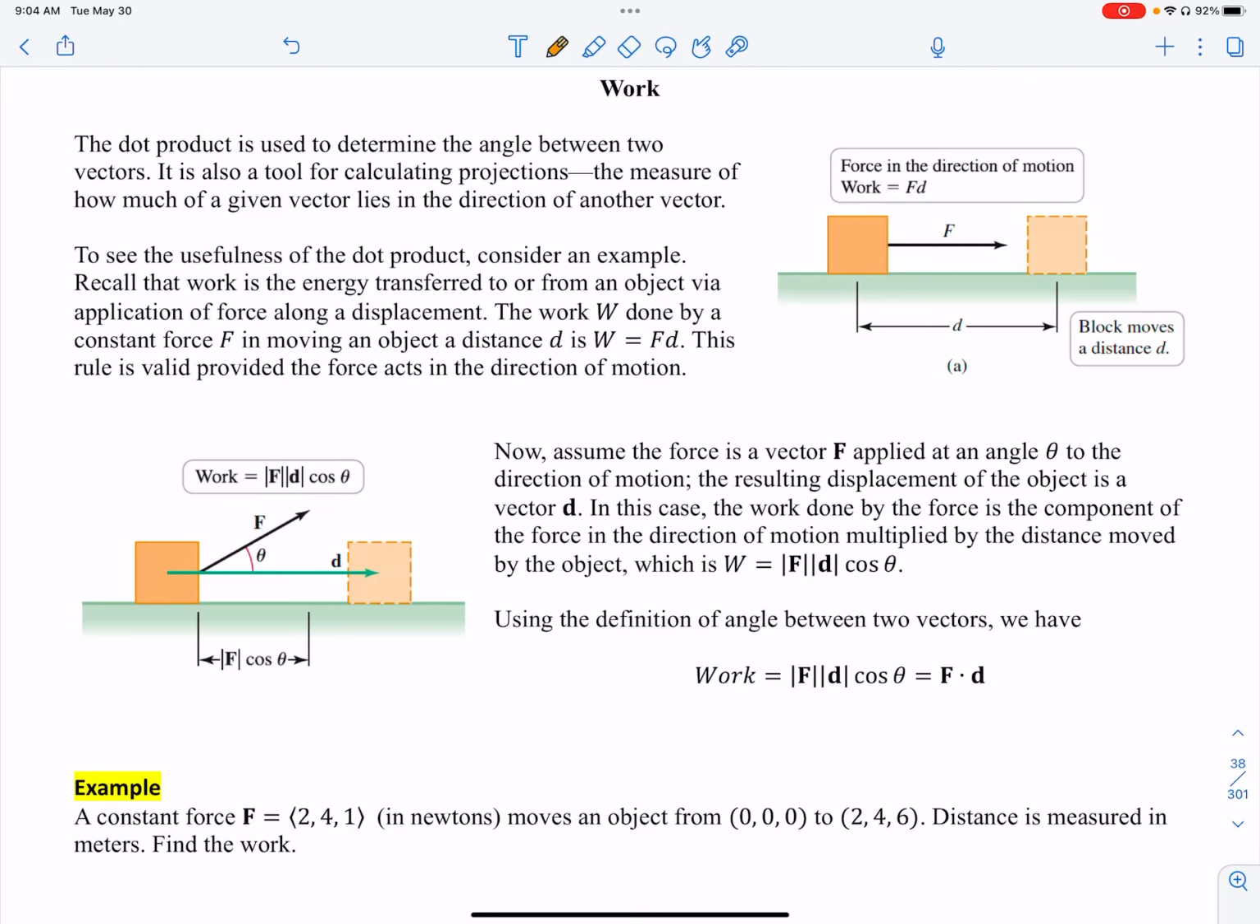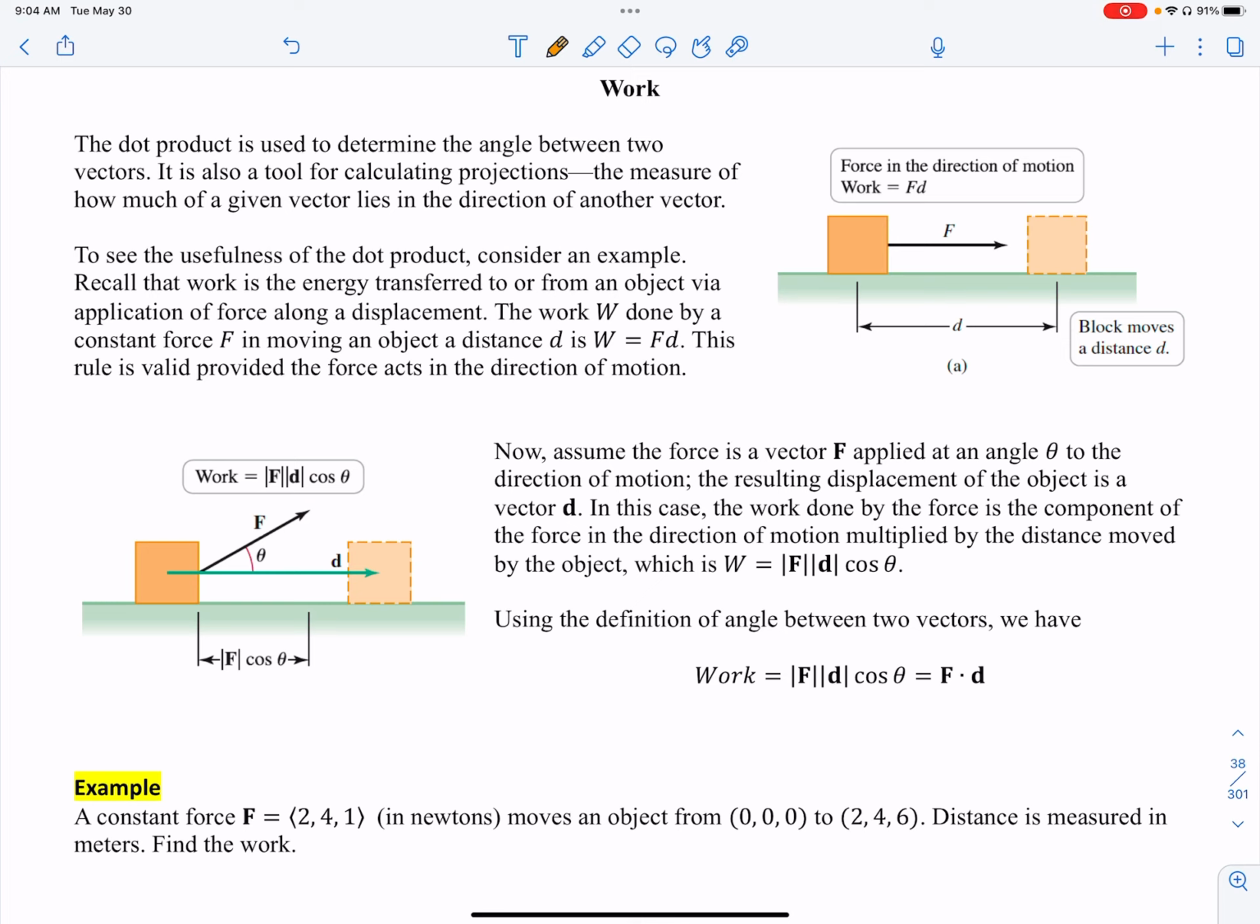In this video, we are going to continue our discussion of the dot product and show how it can be used to calculate work. Recall from a physical science class or physics, if you've had physics yet, that work is done. Let's define work. Work is the energy transferred to or from an object via application of force along a displacement. So that's how much energy is transferred to an object through an application of force to make something move.